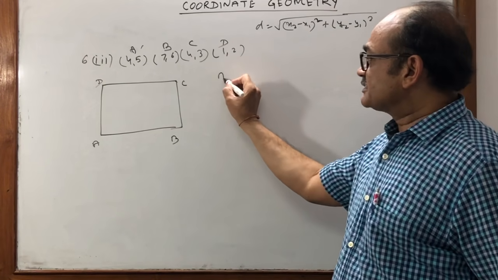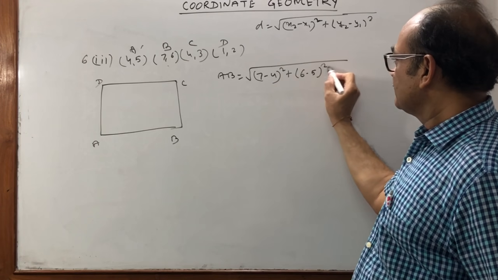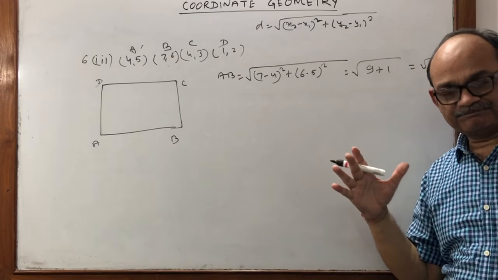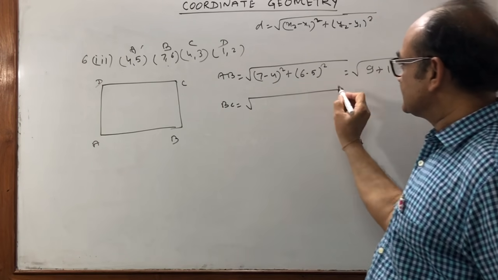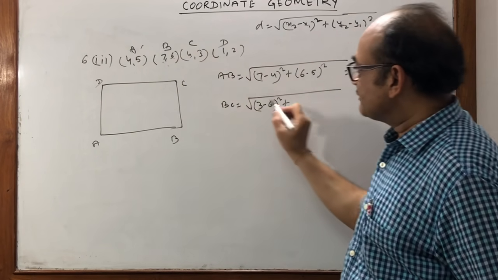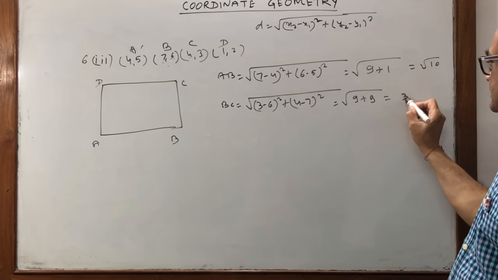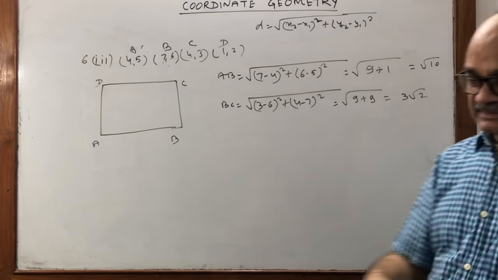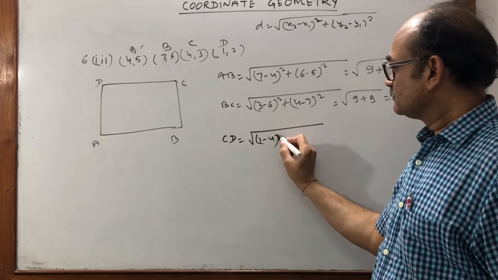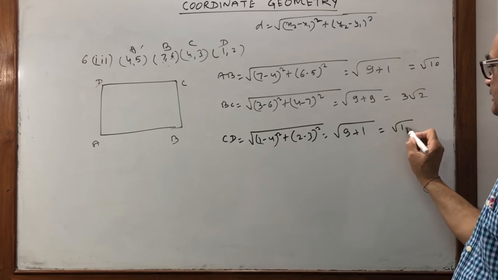Now calculate one by one. First we start with AB. You know the formula: 7 minus 4 the whole square, 6 minus 5 the whole square. What distance? 9 plus 1, that is root 10. Simple calculation. Easy? Okay. Now BC, the second distance, same formula: 6 minus 3, the whole square, and 4 minus 7, the whole square. What are we getting? 9 plus 9, root 18, meaning 3 root 2. Third is CD: 1 minus 4 the whole square, 2 minus 3 the whole square. We get 9 plus 1, that is root 10.